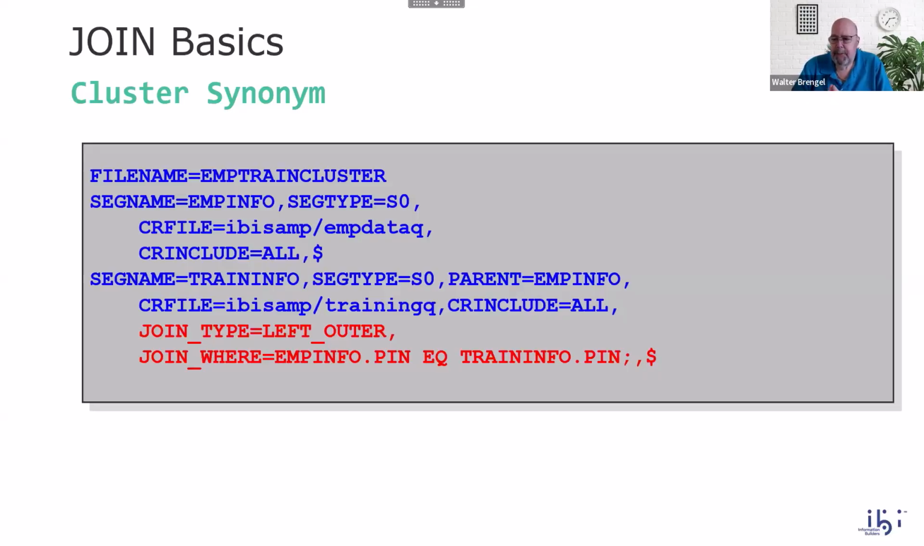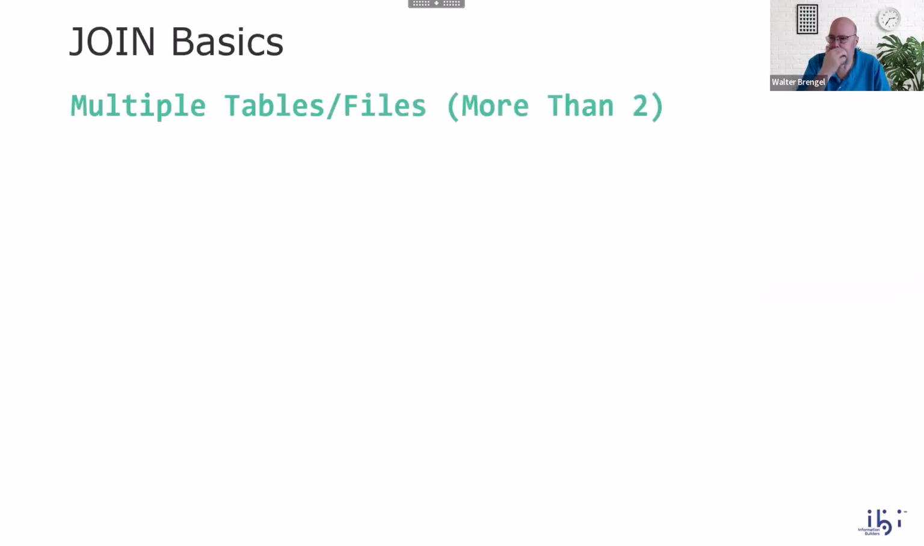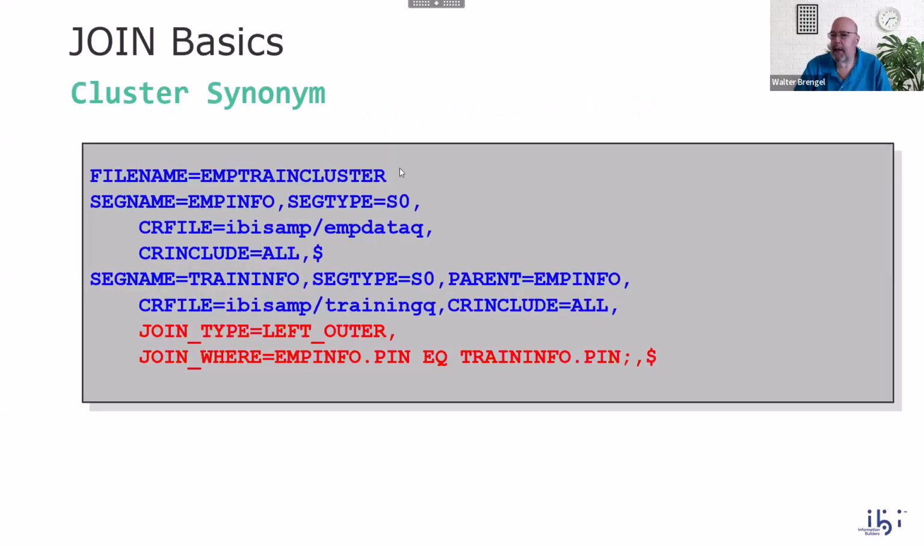Seg name also has a CR file and a CR include all, but now we added the join type and the join where. So we have the type of the join and what the where condition is that relate the two tables. All right, let me just come back here.